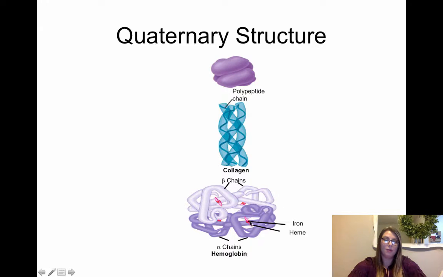Now, this hemoglobin molecule has an iron within each one of these subunits, and this iron will actually create an affinity for oxygen, so that oxygen wants to bind to this iron, and that's how we actually have oxygen go throughout our blood. So if you don't have enough iron, that could be an issue, and it could cause what's called anemia.